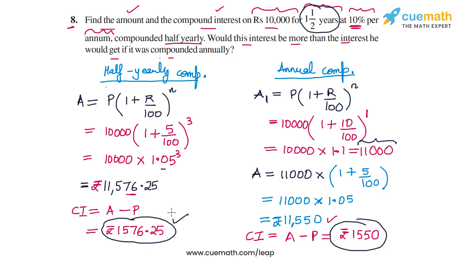As an exercise, if you're interested, you can also calculate the total interest if compounding was happening quarterly instead of half yearly, and compare that interest with the interest that you get in the half yearly compounding scenario. But for now, for the purpose of this exercise, we have completed question 8.